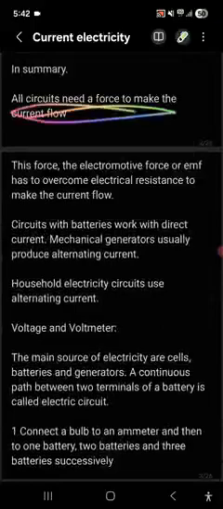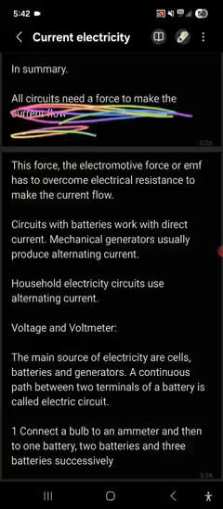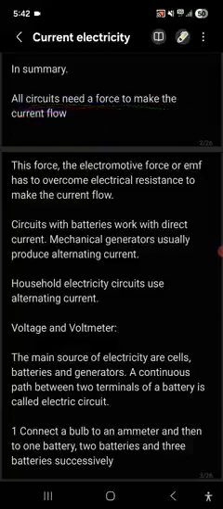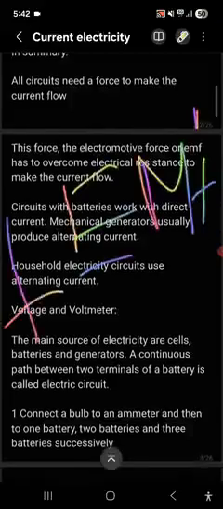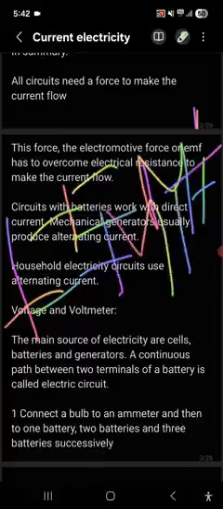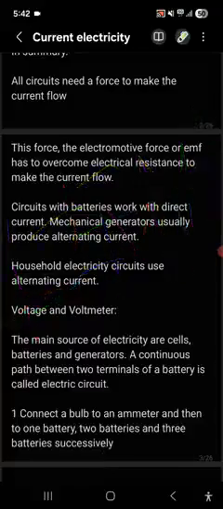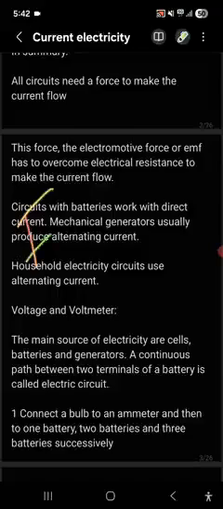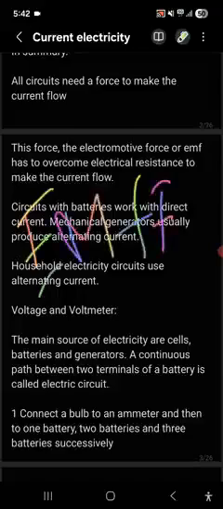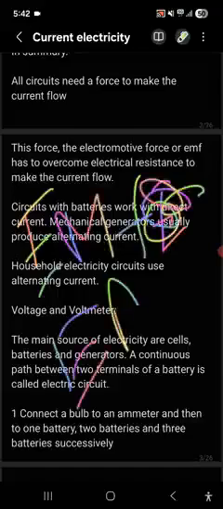In summary, all currents need a force to make this happen. The force they need is EMF, to overcome the electrical resistance, all the bulbs and so on. To overcome that, you need EMF.